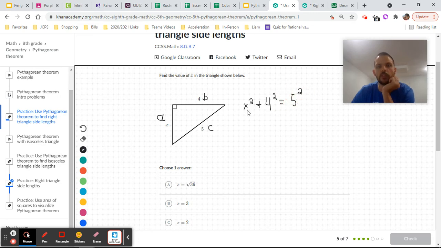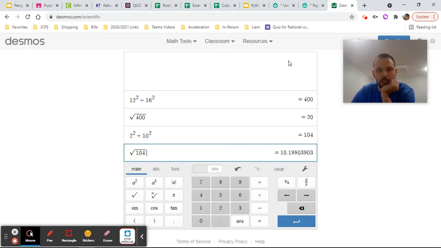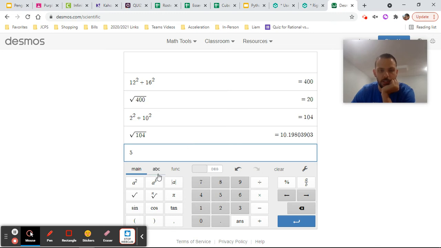If I'm solving for x squared, I need to get rid of this 4 squared first. I want the x by itself. So x squared equals 5 squared minus the 4 squared. I just subtracted 4 squared from both sides. So 5 squared minus 4 squared. Let's solve that. Maybe you don't even need a calculator for this one. Maybe you do. 5 squared minus 4 squared is 9. This is 25 minus 16, so we have 9.